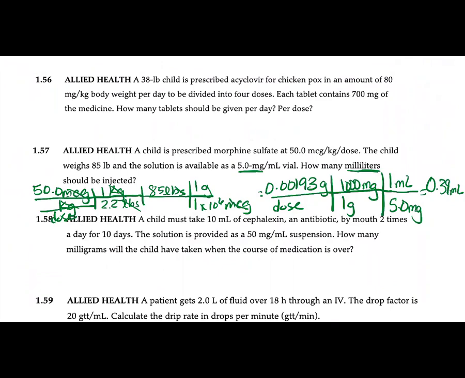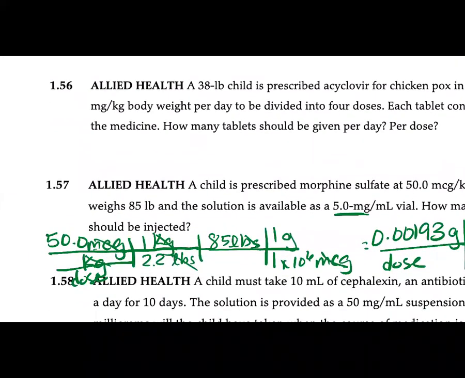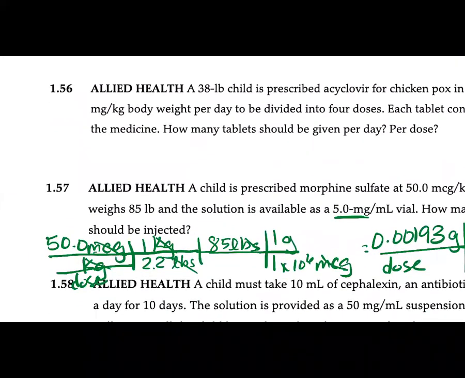All right, so let's start with what we know. We know that the dose was 80 milligrams, and that 80 milligrams is per kilogram of body weight. Every child's going to have a different body weight, so you need to make sure that you're giving the right amount of drug for however much that child weighs. So you take that dose of 80 milligrams per kilogram and multiply it by the child's weight. They said the child was 38 pounds.